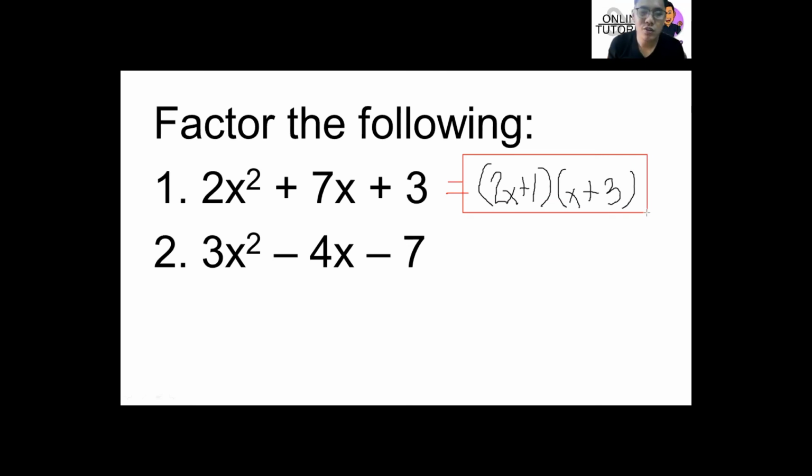So we could try that with trial and error, and we can also use the AC method. What is the AC method? We multiply the A and C. In this example, 3x squared minus 4x minus 7, A is 3 and C is negative 7. So AC means A times C: 3 times negative 7, that is negative 21.